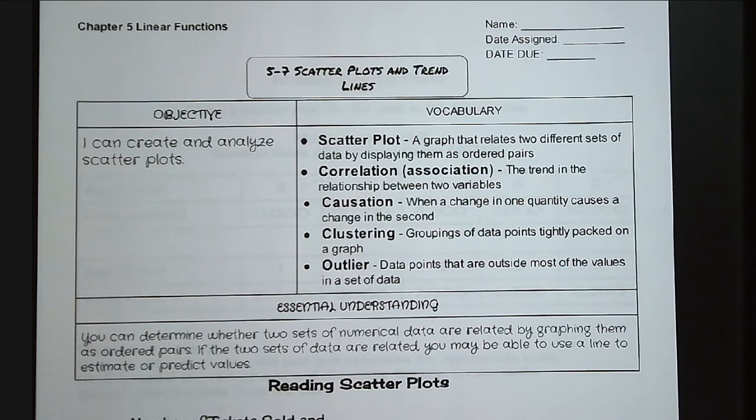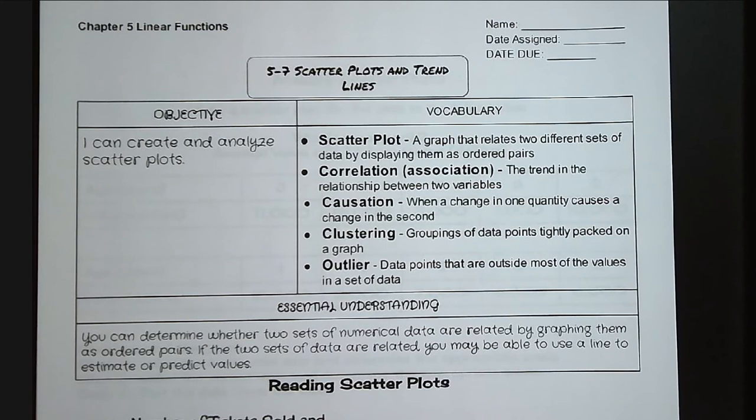So we've got a whole bunch of new vocabulary to introduce. A scatter plot is a graph that relates two different sets of data, displaying them as ordered pairs. Correlation, or sometimes talked about as association, is the trend in the relationship between the two variables. One thing that I like to put in here is causation, when a change in one quantity causes a change in the other. Clustering is groupings of data points tightly packed on a graph. And outliers are data points that are outside most of the values in a data set, so you'll be able to see them on a graph.